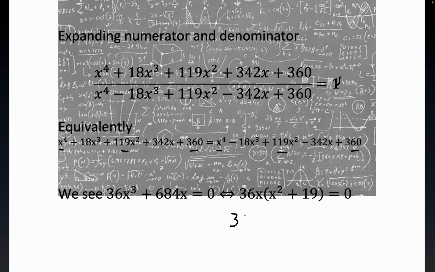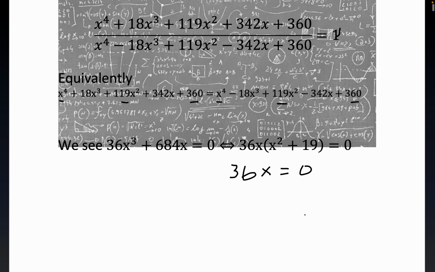But the more general solutions will be: 36x equals 0 yields the one solution we've already seen by inspection. And now we also have to look at x squared plus 19 equals 0. Okay, it's just the factor theorem. What do they call it, the zero product result or something? You've got a factored expression, you can set both factors equal to 0.